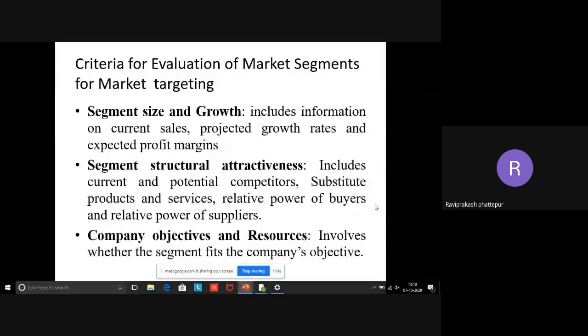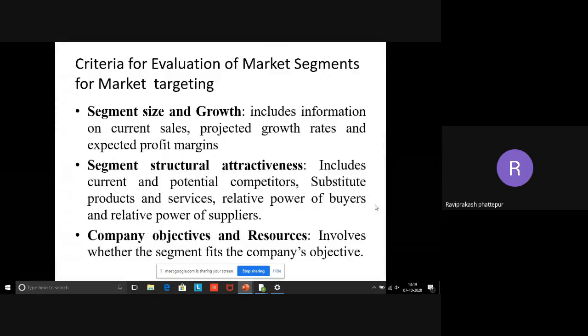So here it includes information on current sales, whether the sales are increasing or decreasing, and projected growth rates. They say year on year we are growing at the rate of 2%, 5%, 8%, 20%. At times, if it is a very high jump, it can be 100%, 150% also. That thing you need to take into consideration here.